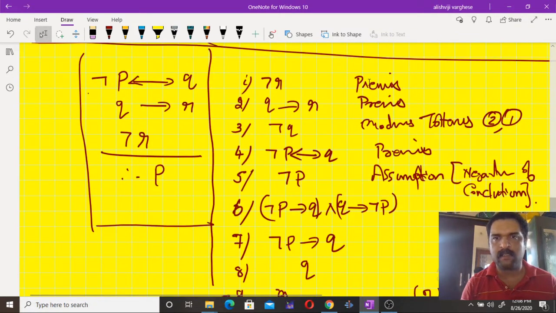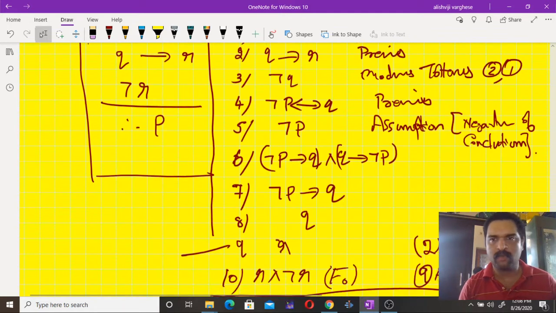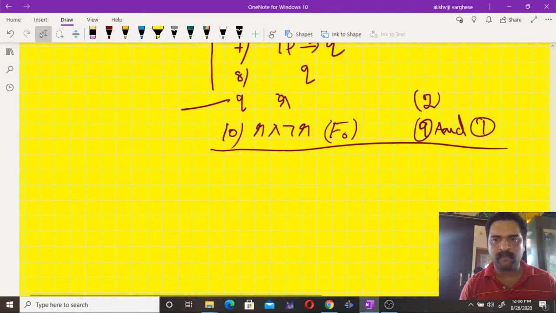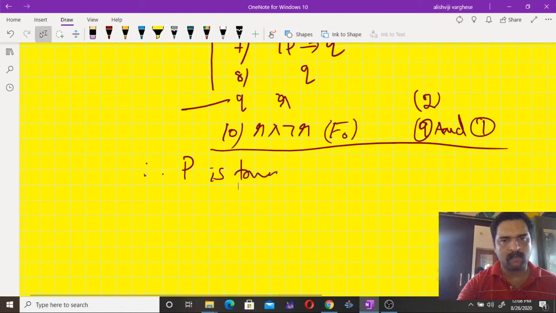All the other things are given in our premises, and the premises are always true, and all the rules which we use in our logical arguments are valid rules, and therefore they cannot be wrong. So the only thing which is wrong and which leads to our contradiction is our assumption that negation P, and therefore we can conclude that our assumption is wrong and P is true.